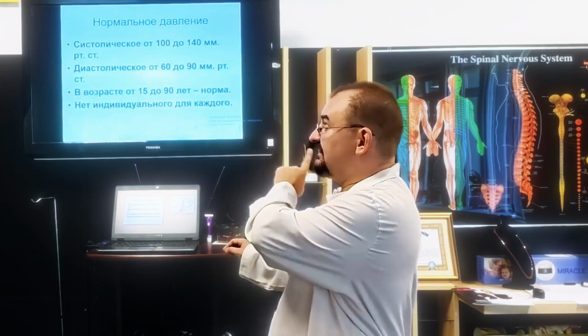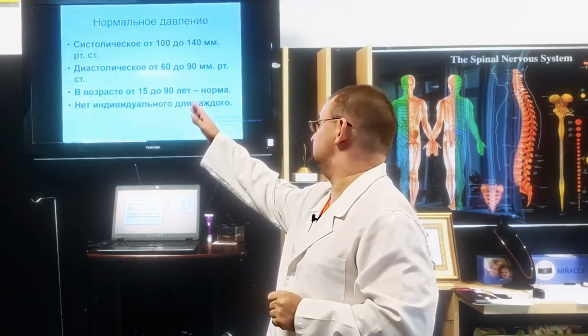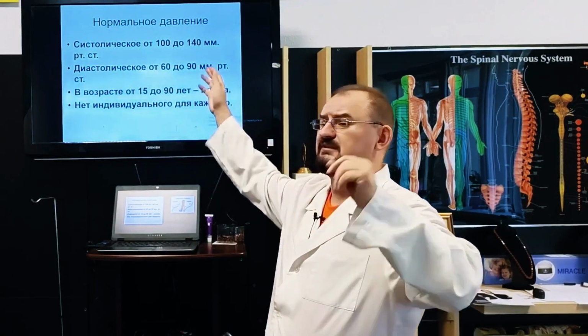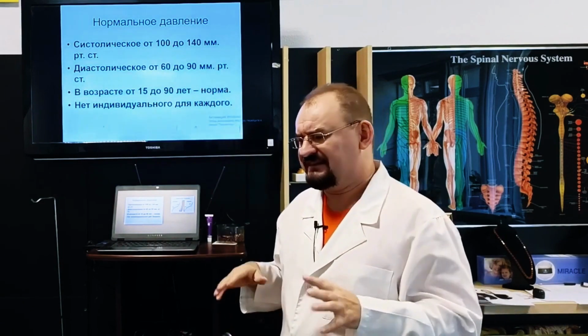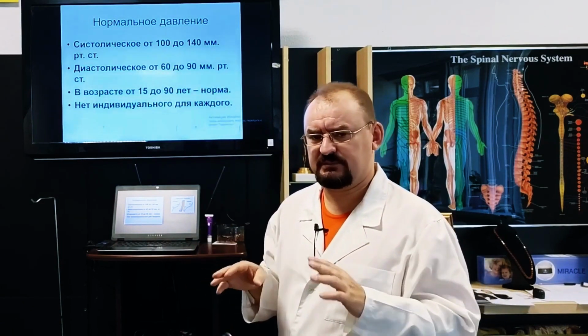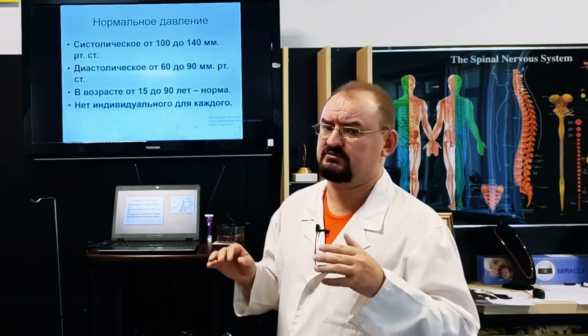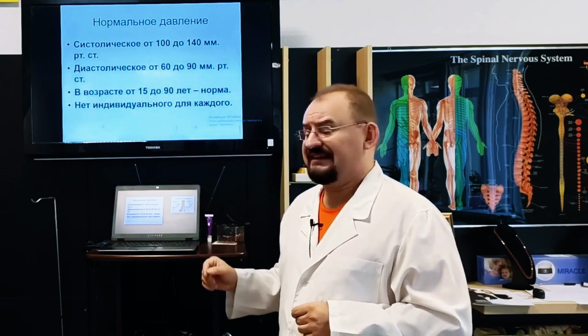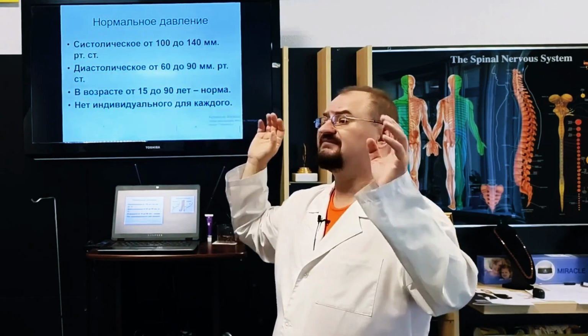Moreover, blood pressure does not depend on age. From 15 to 90 years old, this is considered the normal range for blood pressure. Yes, children have completely different blood pressure parameters. I won't be discussing those with you right now. We don't need that for the time being. We're talking about adults, and this applies regardless of individual differences.